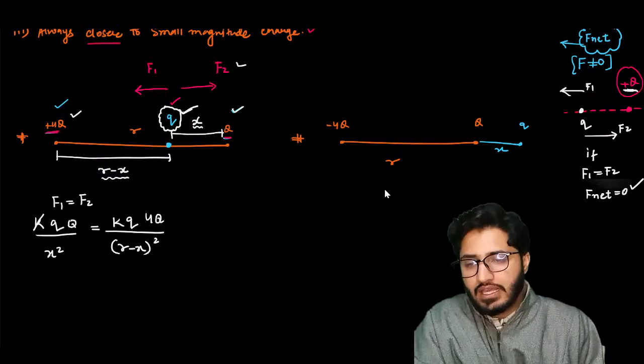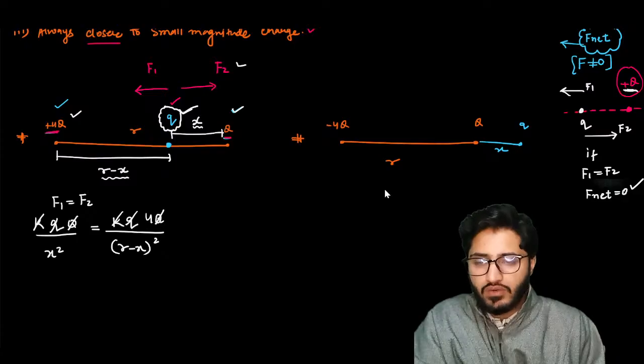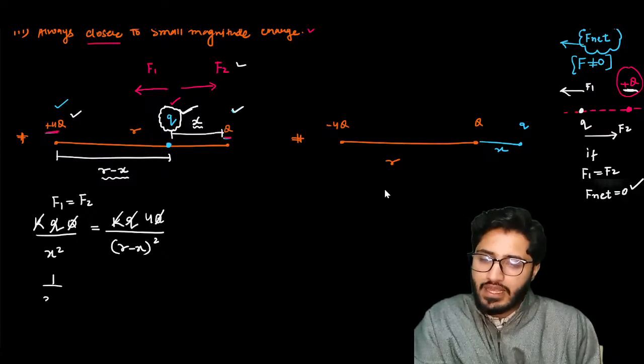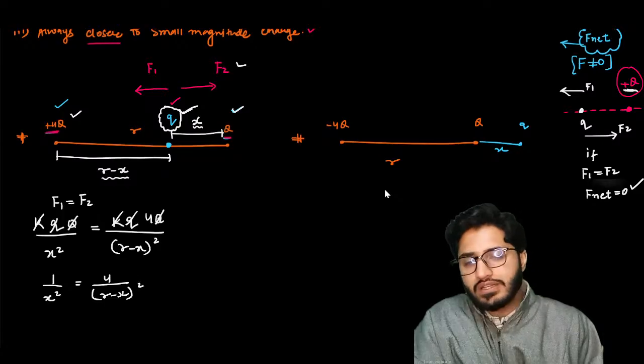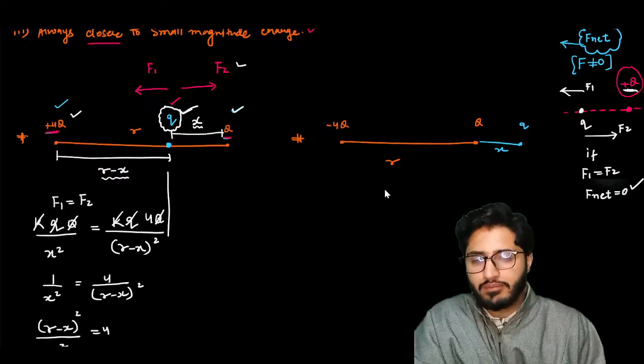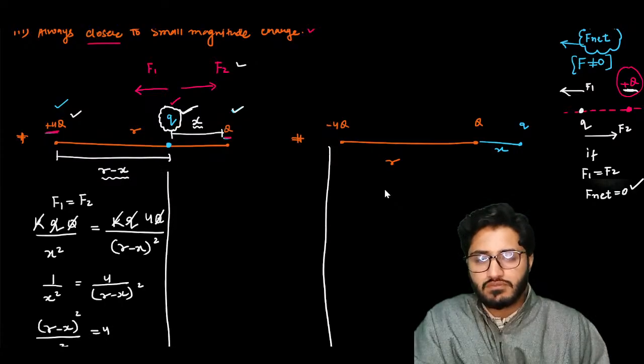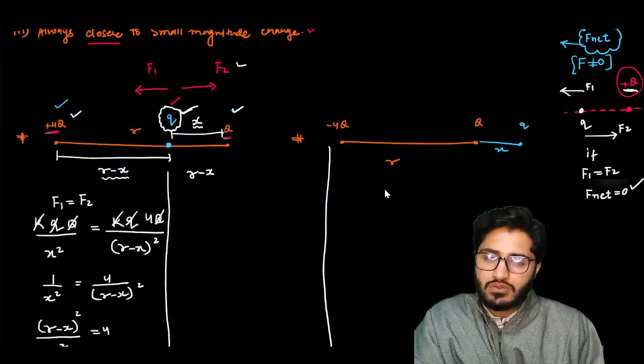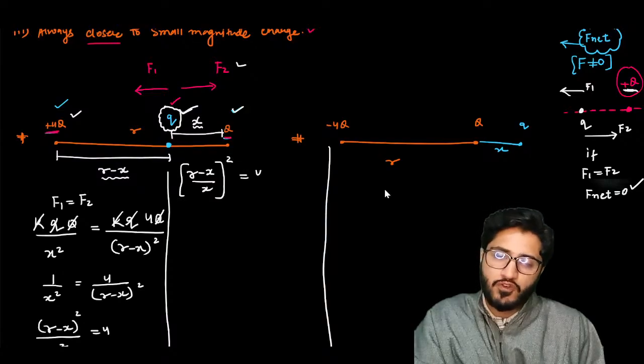Look here, K cancels out, Q cancels out, this Q cancels out. So what I can write now is 1 divided by X square is equal to 4 divided by R minus X whole square. I can do one thing, I will take it here. Now it would be R minus X whole square divided by X square is equal to 4. Look how we can manipulate now. I can write R minus X whole divided by X, whole square, is equal to 4.